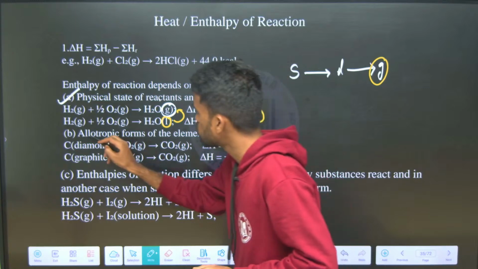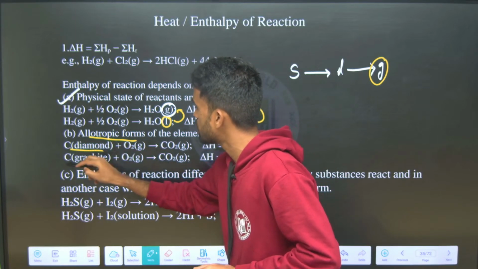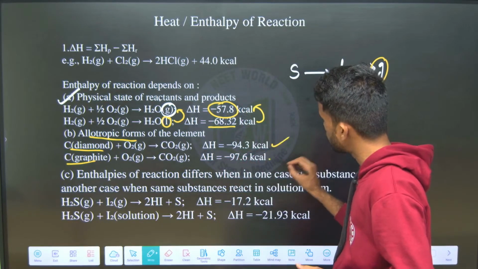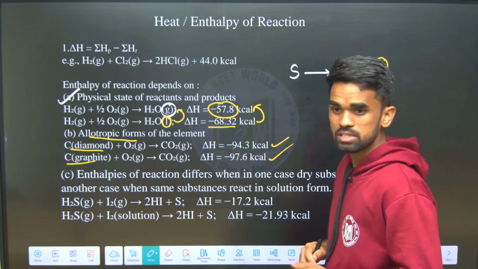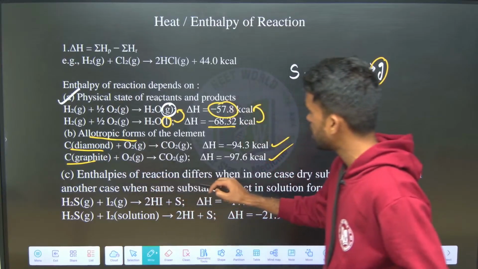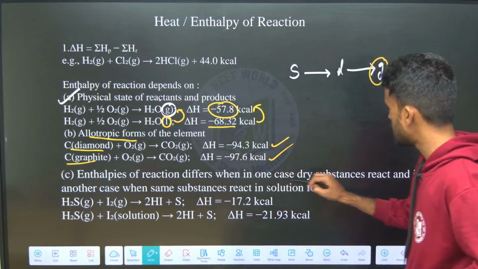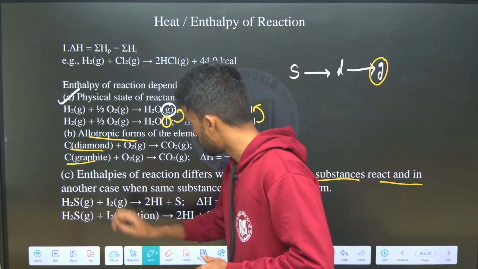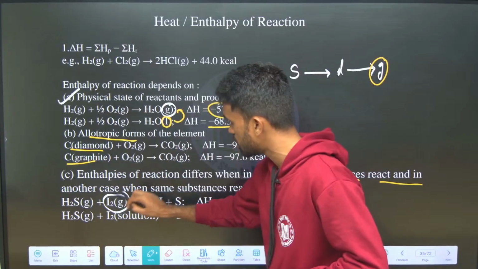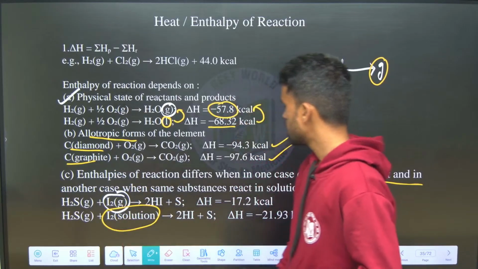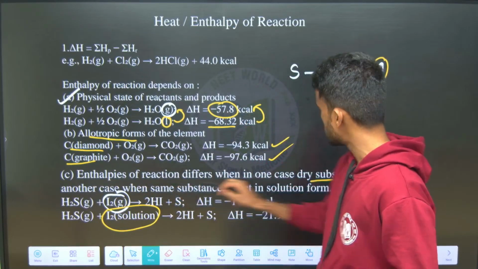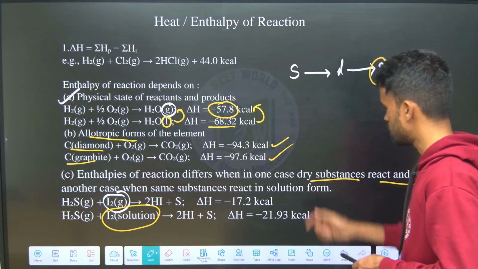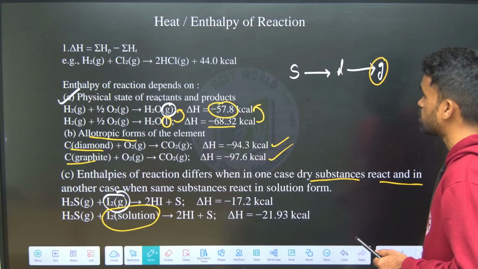And the next, allotropic forms also. Diamond and graphite are the allotropes of carbon, and those also have different values. So allotropic forms also affect. Next, enthalpy of reaction differs when one case is a dry substance and the other is something else, like here we have gaseous form, here solution form. Whether it is dry or wet also has an impact. These are the three factors which are important to be remembered.